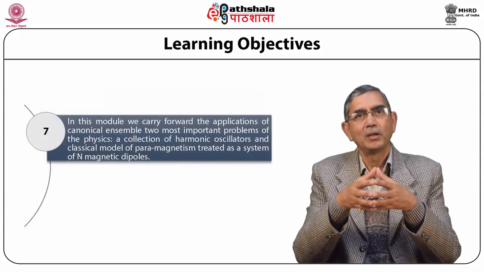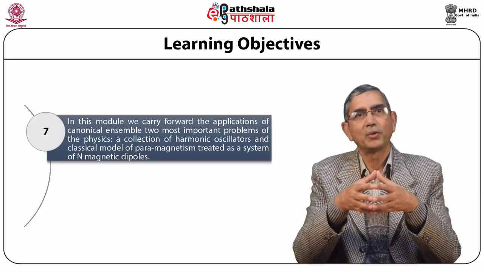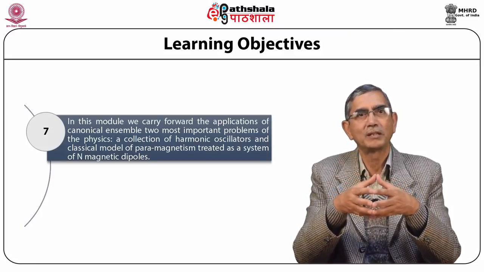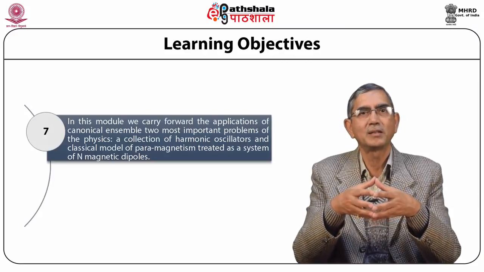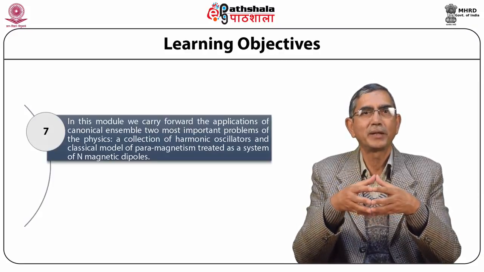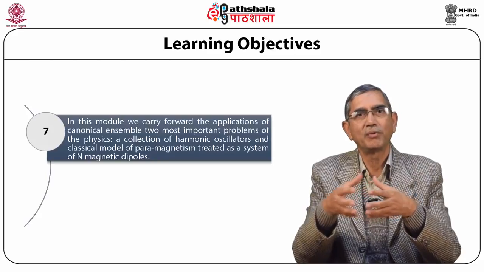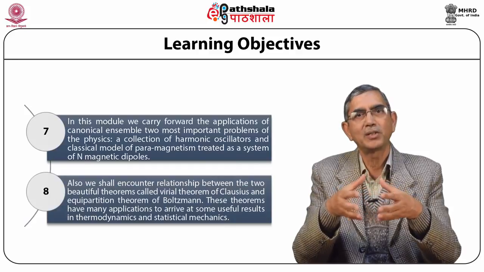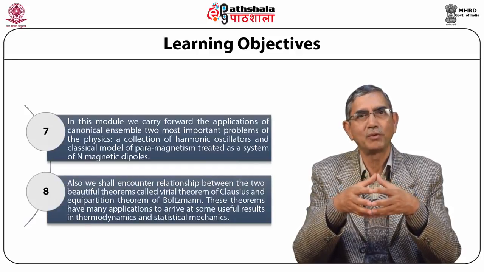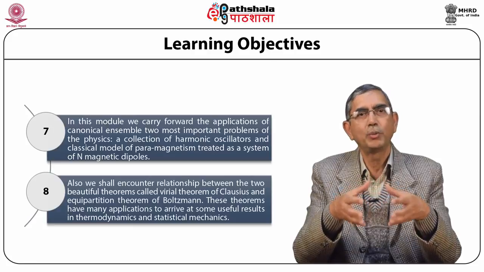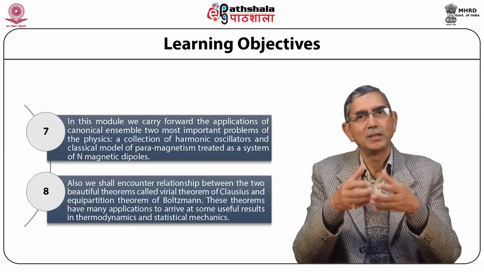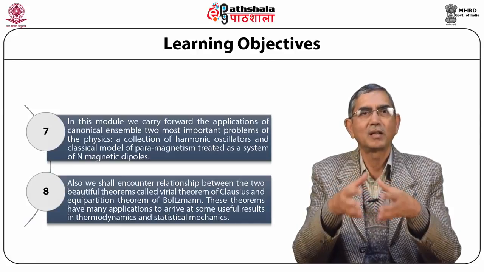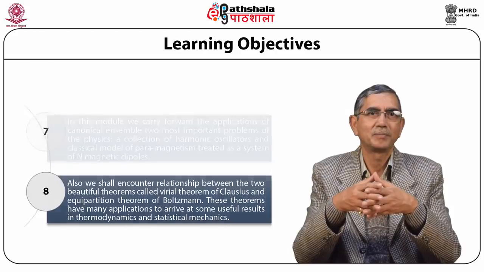In this module, we carry forward the applications of canonical ensemble to two most important problems of physics, a collection of harmonic oscillators and the classical model of paramagnetism treated as a system of n magnetic dipoles. Also, we shall encounter the relationship between the two beautiful theorems called Virial Theorem of Clausius and Equipartition Theorem of Boltzmann. These theorems have many applications to arrive at some useful results in thermodynamics and statistical mechanics.